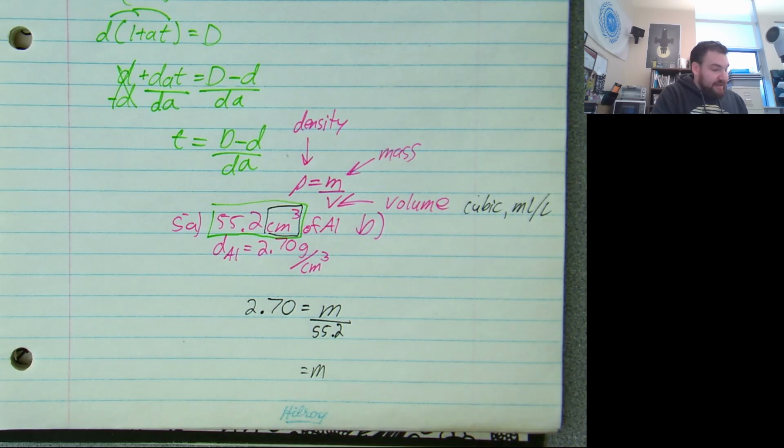And then B is exactly the same. They give you the volume of the mercury, and they give you the density of the mercury, and you plug it in the exact same way. Does that help? Okay.